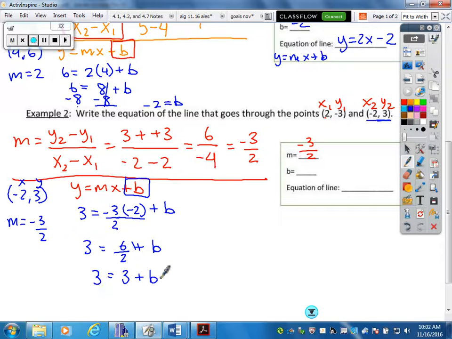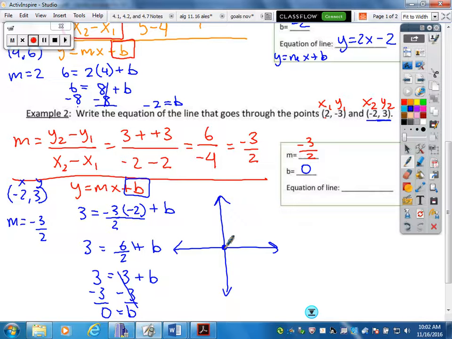Finally, we can get b by itself by taking away 3 from both sides. Those cancel out. Oh, but 3 take away 3 is actually 0. So b equals 0. And that's okay. That's allowed to happen. It just means that this line is going through the origin.